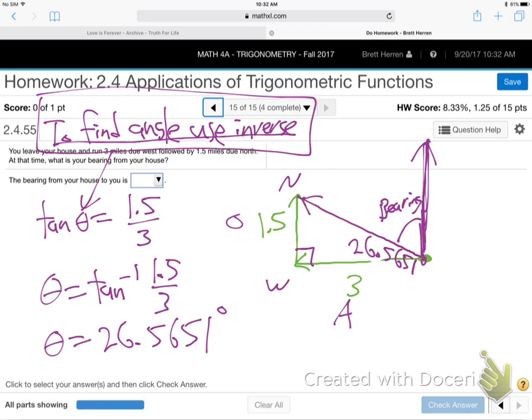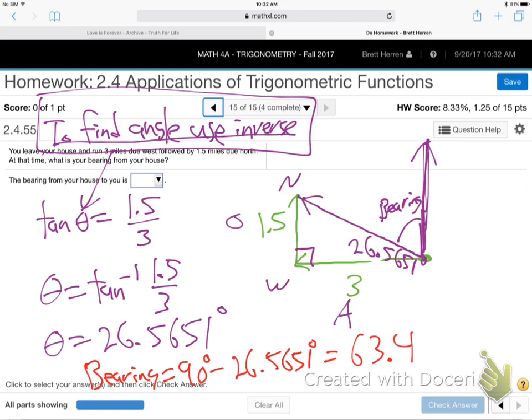So then to find the bearing, I subtract from 90. The bearing will be 90 degrees minus 26.5651. What's that? 63.4349. Right there, when you subtract, that's the bearing angle. That's this one. I'll just say 63.4 degrees. It's the bearing angle. So what's my final answer then?